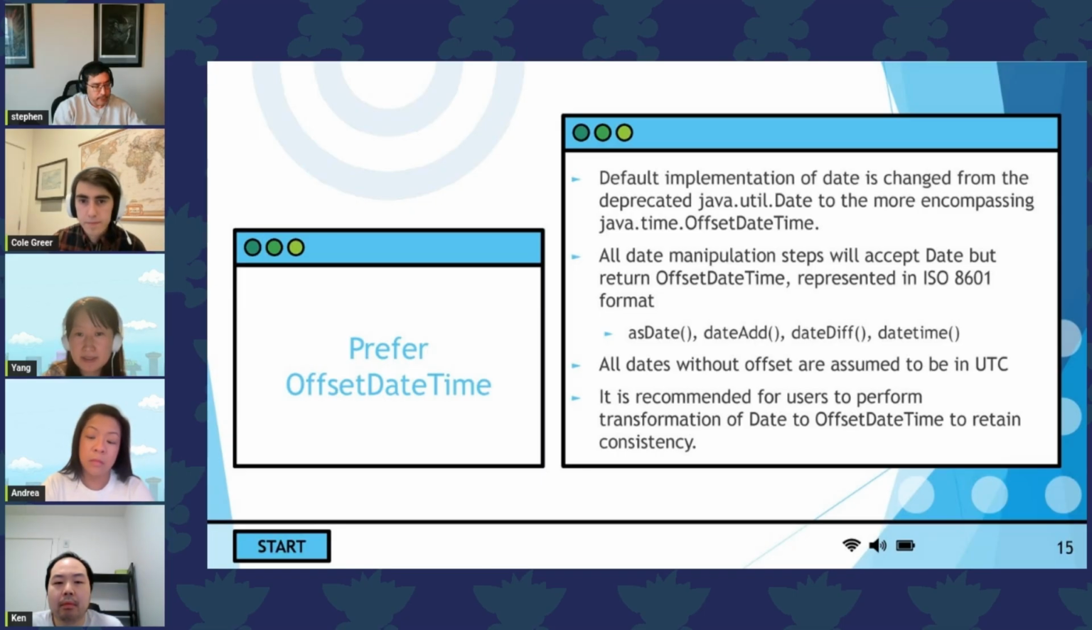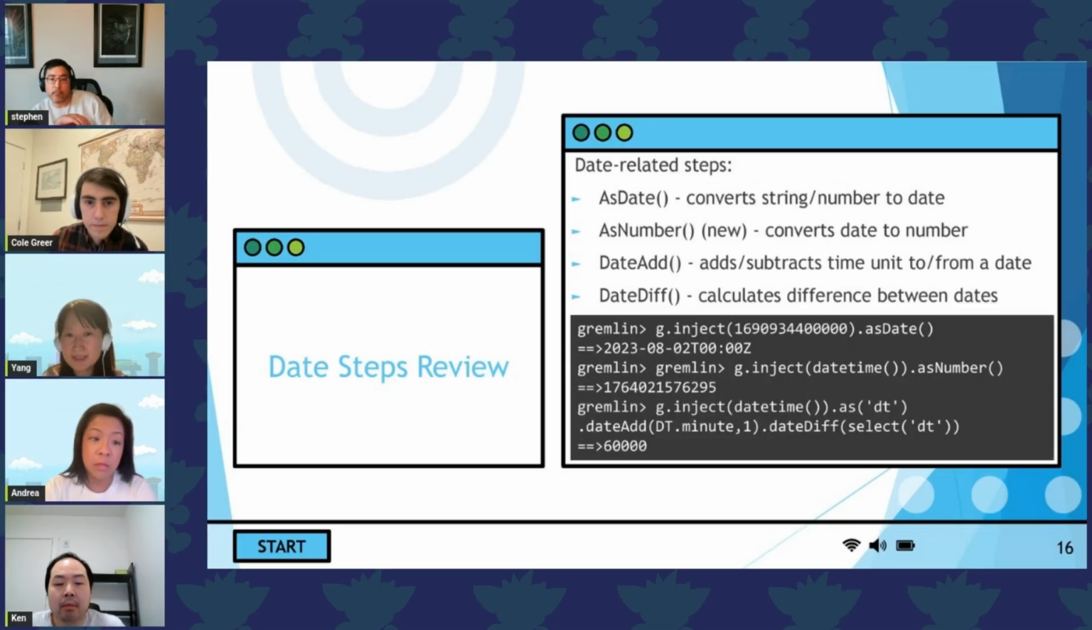Something you would probably ask is, what happens if you have date? That's where the breaking change occurs. For users, it's recommended to transform date to offset datetime in your database to retain consistency, because in the next major release we are looking to move strictly to offset datetime, but that's to be discussed. Coming up next, some additional date-related changes. I'll hand it off to Andrea.